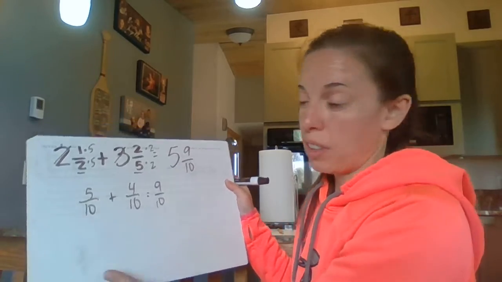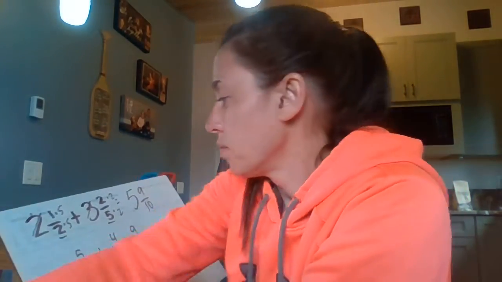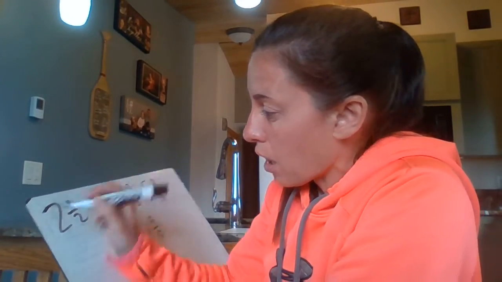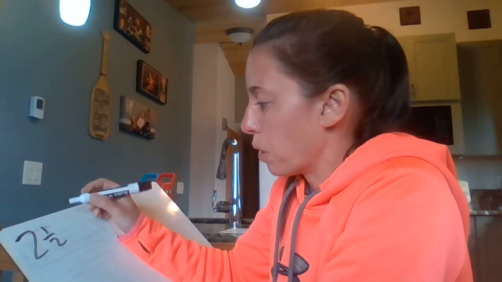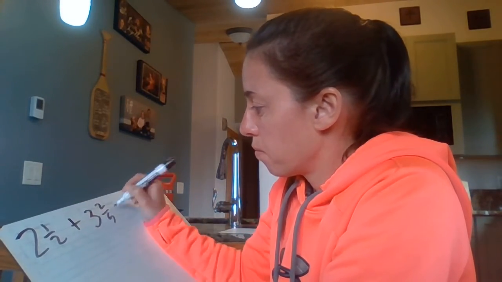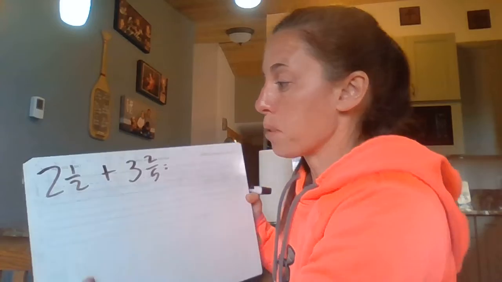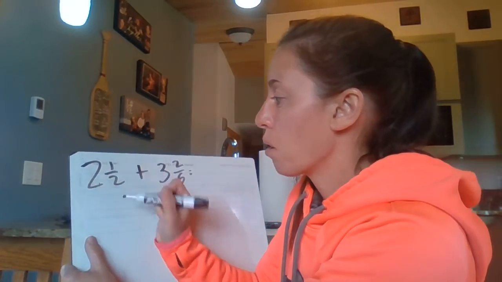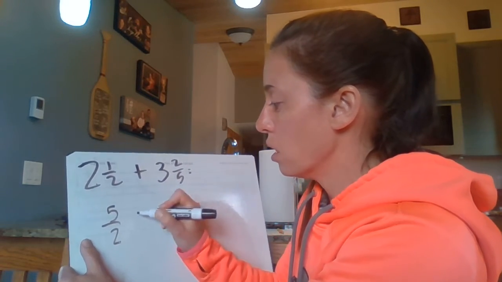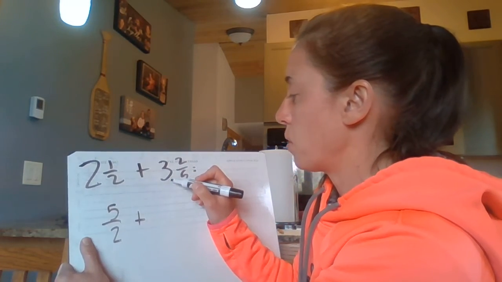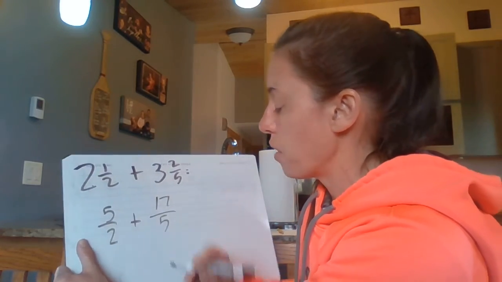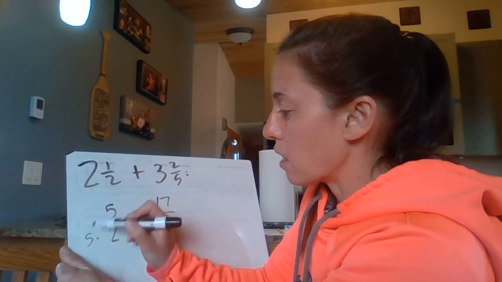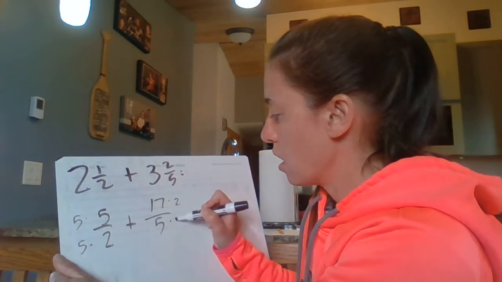There's one more way to figure that out. Let's try it. 2 1/2 and 3 2/5. Because you guys are good at improper fractions, we can do that first. 2 times 2 is 4, plus 1 is 5 over 2, plus 5 times 3 is 15, plus 2 is 17/5. Different denominators, so I need to make those the same. Multiply that side by 5, this side by 2.